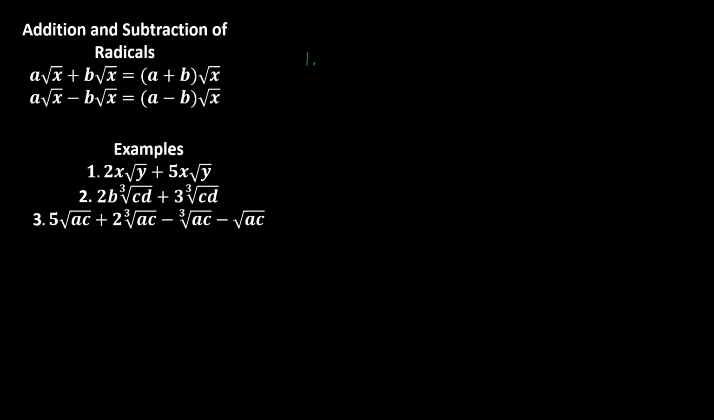Examples tayo. We have 2x times the square root of y plus 5x times the square root of y. So, dito yung index natin parehong 2, yung radicand natin parehong y. So, applying the formula, we'll just be adding the coefficients 2x and 5x. And then, kukopyahin natin yung common radical, which is the square root of y.